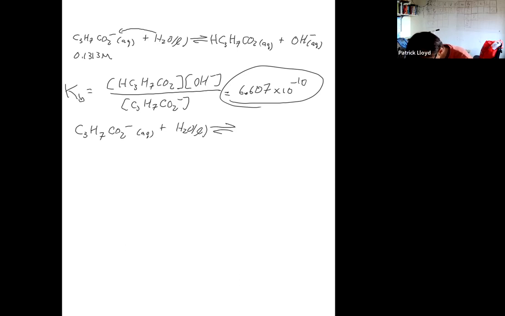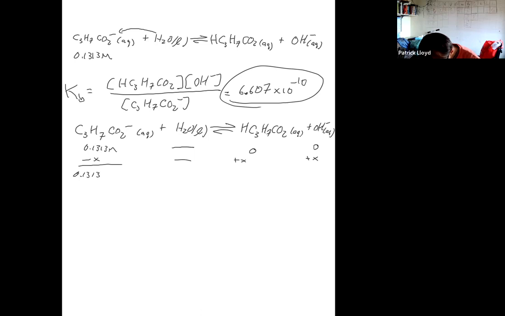Remember, it's reversible, right? Because it's a weak base. Okay, I'm just writing that equation again. 0.1313 molar. Don't worry about the water. The water is a liquid. It's not involved in equilibrium. These are 0. Q is less than K, so the reaction shifts to the right. You lose X on this side, you gain X on this side. At equilibrium, you're going to have 0.1313 minus X, X and X.